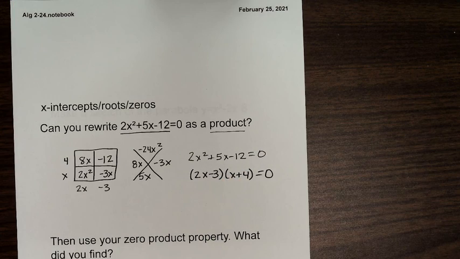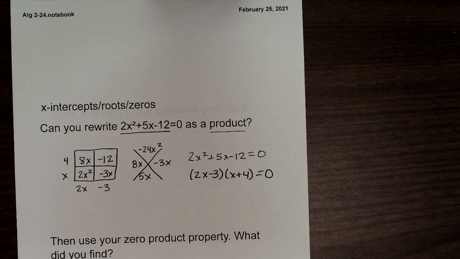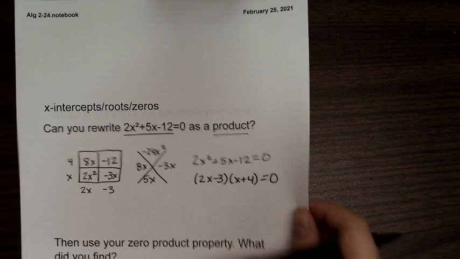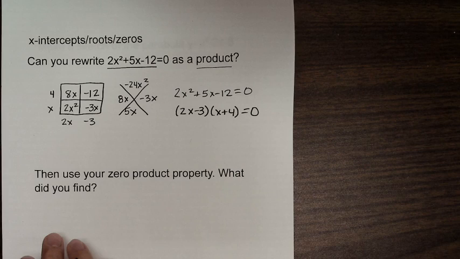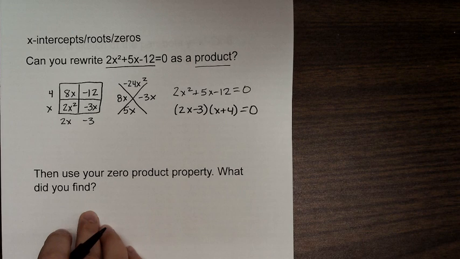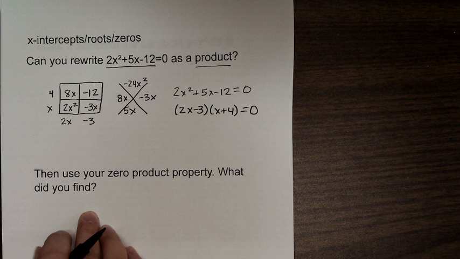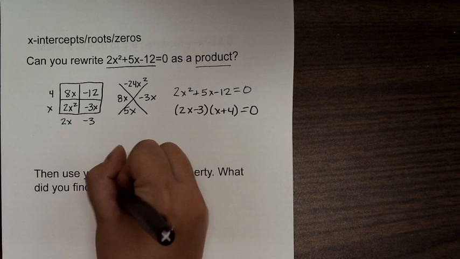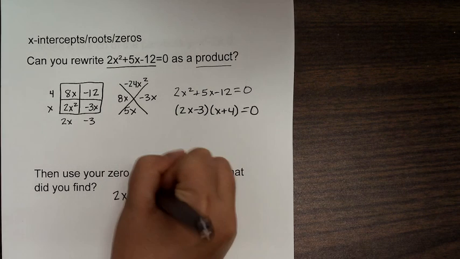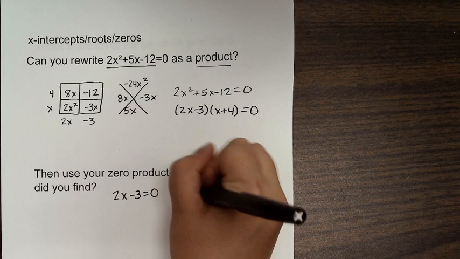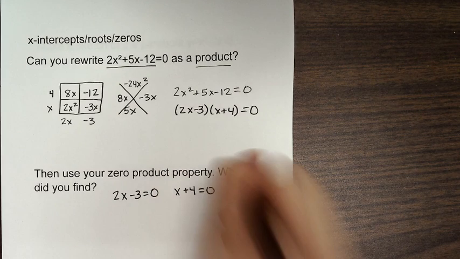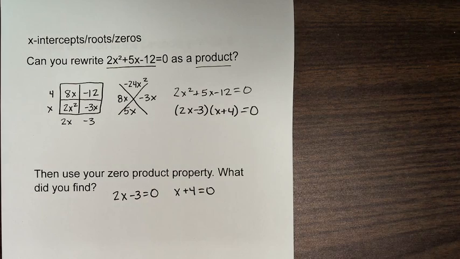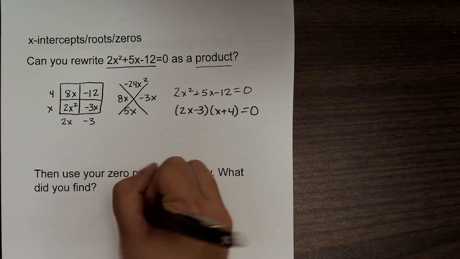And as you can see, we have two things that multiply to be 0. Well, the zero product property tells us if we have two things that multiply to be 0, one of them has to be 0. So what we can do is set them both equal to 0 because we don't know which one is actually 0. So we assume they both are. And what we can do is solve for x.